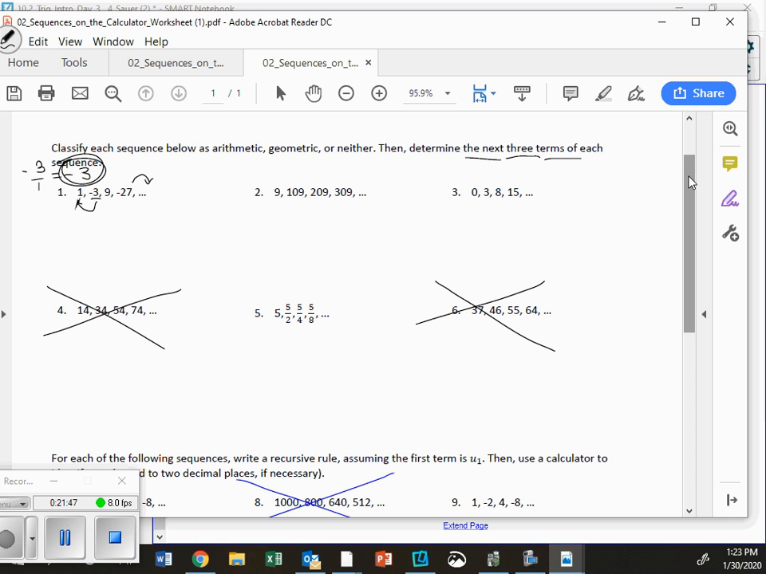Okay, so this one was a geometric. And what are the next 3 terms? Somebody help me. What's -27 times -3? Positive. Thank you. And then multiply by -3 again, and you get... Thank you. And then the third one? Nice. Okay. That's how you do that.